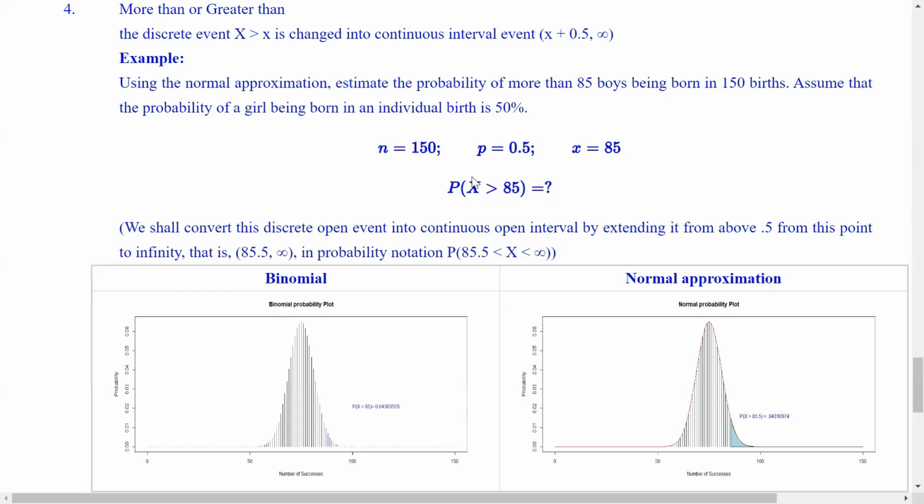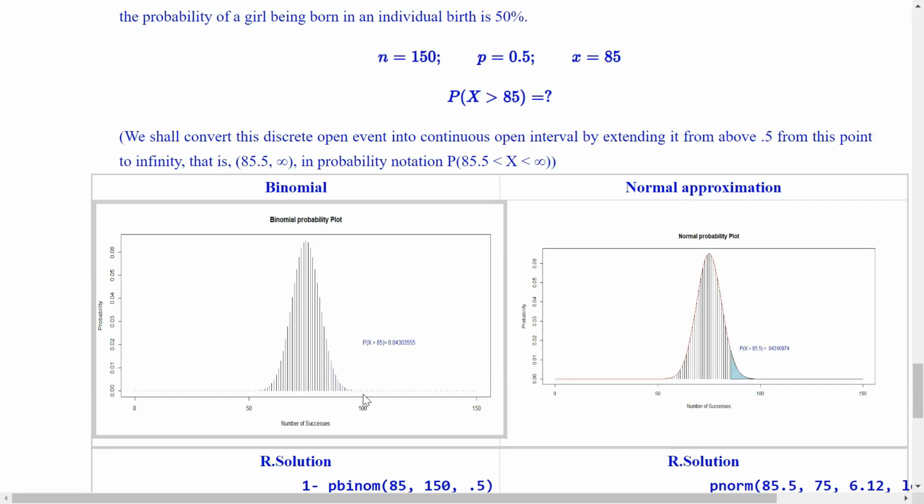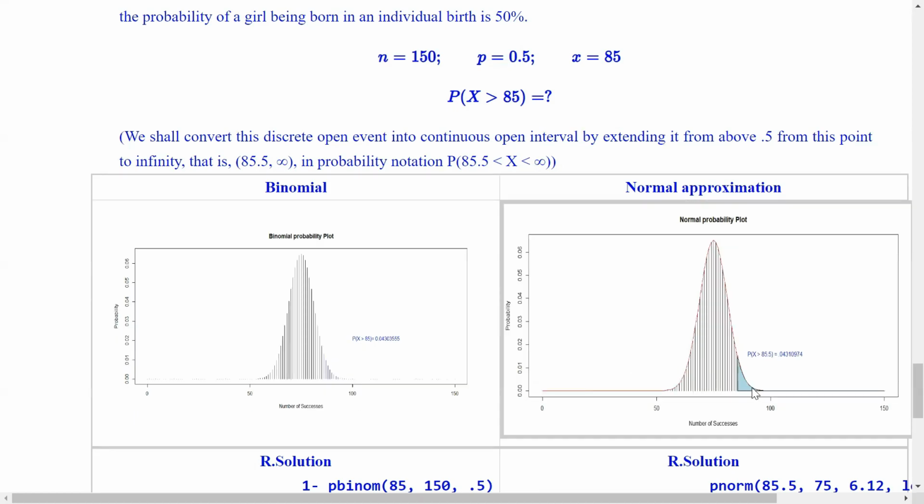Here in this problem, we are approximating the discrete probability that the random variable x lies strictly above 85. That is, this probability, which adds all the point probabilities above 85 as shown in this figure, is approximated by the area from 85.5 to infinity in the normal distribution as shown here in this figure.